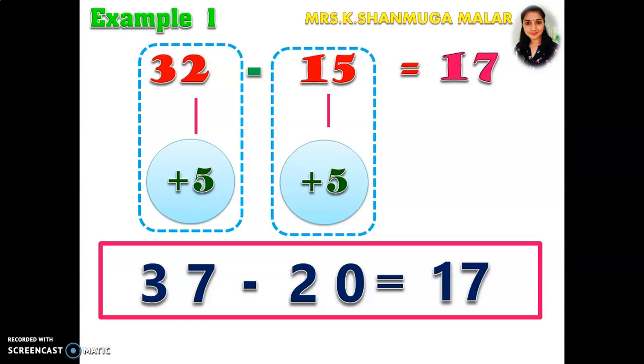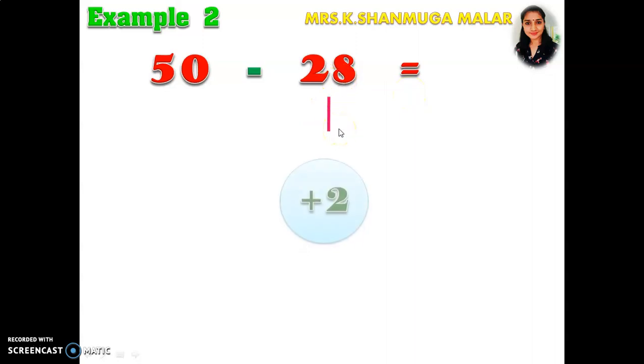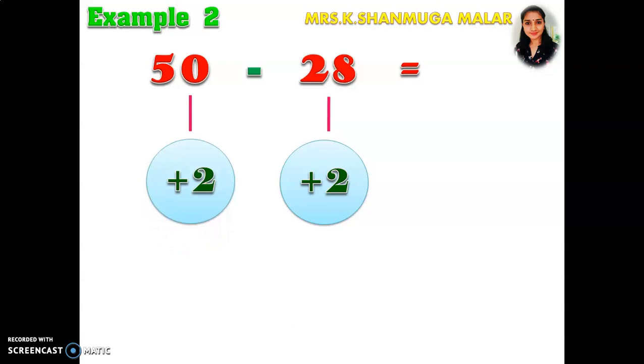Is this an easy method, students? Yes, it is. Let us see example 2. 50 minus 28. Students, what do we need to do first? Correct. Yes, this 28 must be made into 30 because 28 is nearest to 30. So to get 30, we must plus 2. After that, yes, the 50 also we must plus 2.